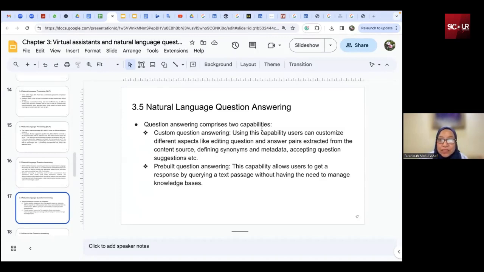Question answering comprises two capabilities. First is custom question answering. Using this capability, users can customize different aspects like editing questions, answer spans extracted from the content source, defining synonyms and metadata, accepting question suggestions, and so on. Pre-built question answering allows users to get a response by querying a text passage without needing to manage a knowledge base. So these are the things that a QA can do.